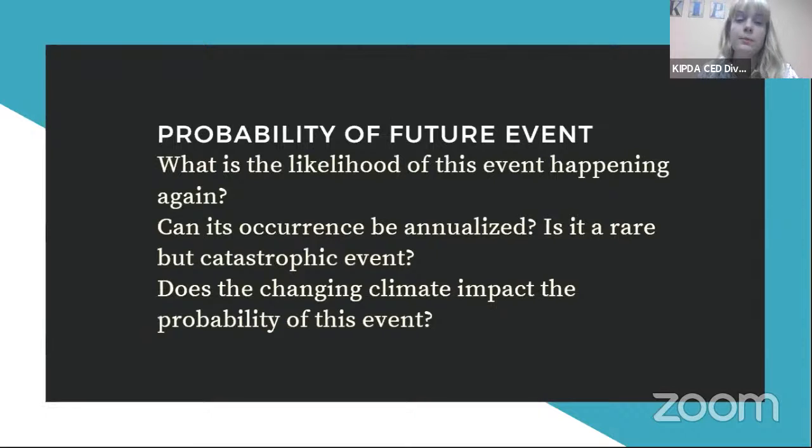And then that goes into the probability of a future event. What is the likelihood of this event happening again? And can this occurrence be annualized? If a hazard has occurred, say, 10 times on average per year for the last 10 years, that's an annualized occurrence. Then also, is it a rare but catastrophic event? Is it going to cause major mayhem, but it doesn't happen often? So we look into the occurrence, we look into vulnerability, and then we also look into how the changing climate can impact the probability of this event.